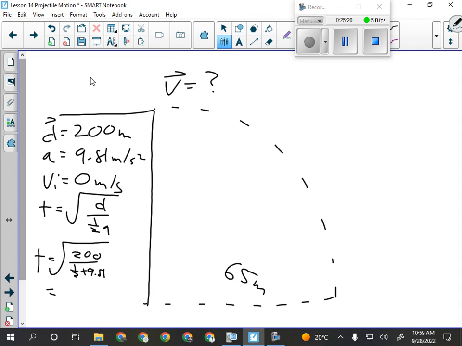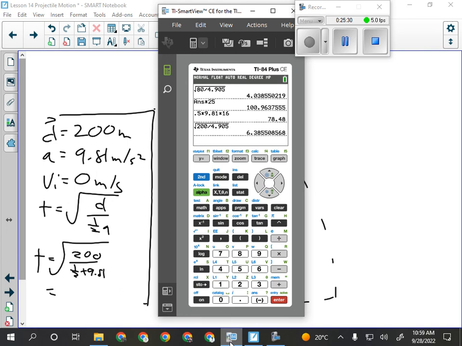Well then I can bring that over here, 6.39 seconds. I also know the horizontal displacement is 65 meters. So now I can figure out what their horizontal velocity was. So I take my 65 and divide it by this number here. And it's going to be that they were only moving at 10 meters per second, which is not very fast.